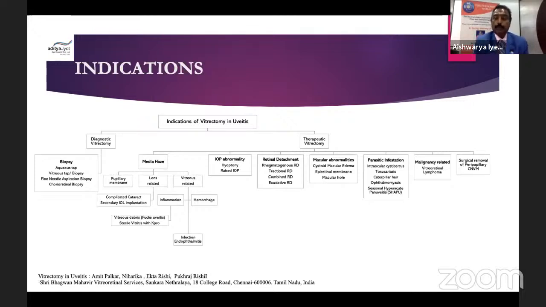But he didn't have much inflammation, but he had evidence of choroiditis. The patient had 6/5, N5 post-vitrectomy also. So there's a great role of vitrectomy. And malignancy-related vitreoretinal lymphoma, surgical removal of peripapillary choroidal membrane.